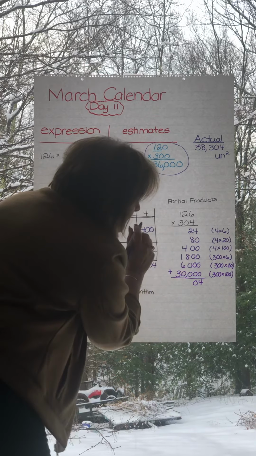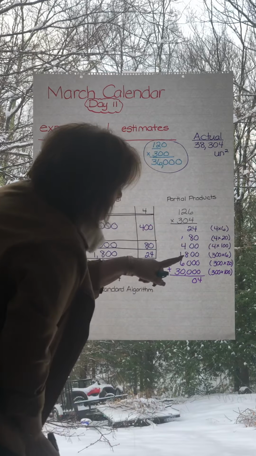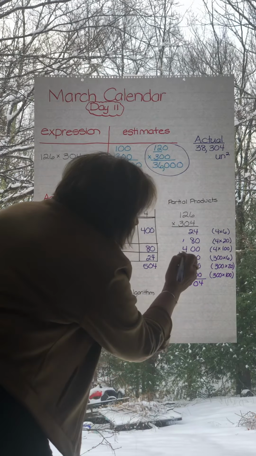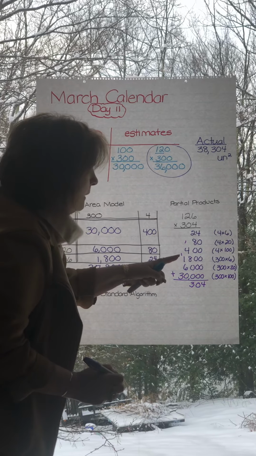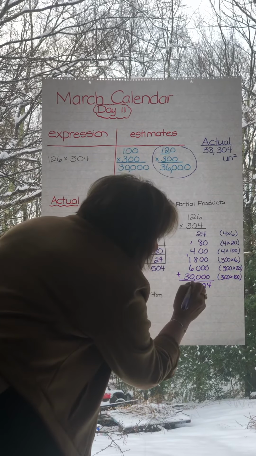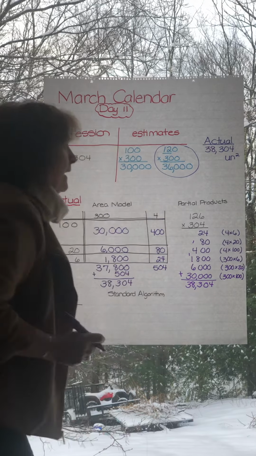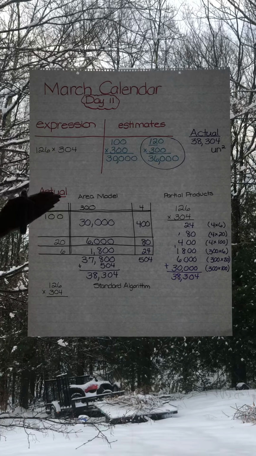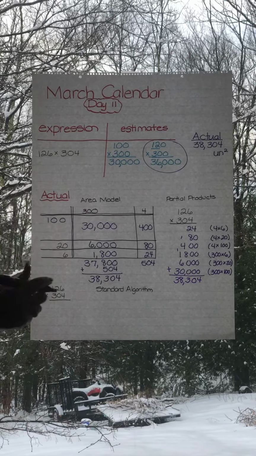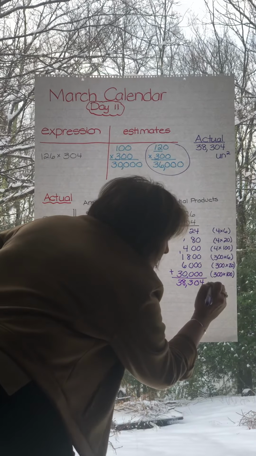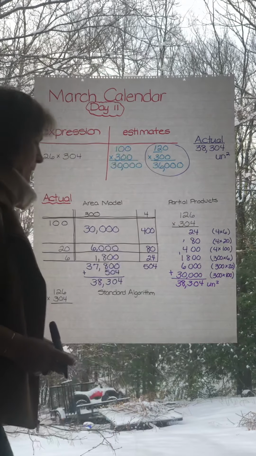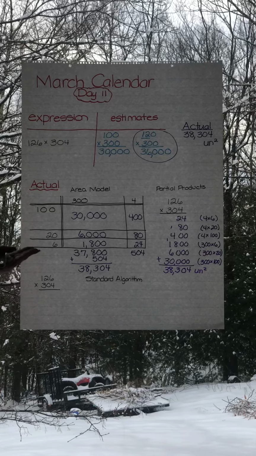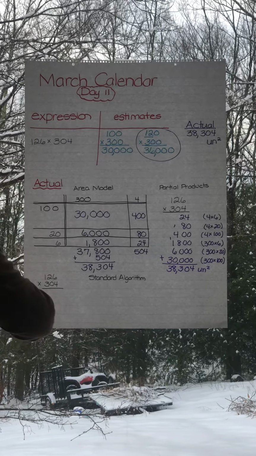10, carry the 1, 8 plus 4 is 12, plus 1 is 13, carry the 1, 6 plus 2 is 8, and again, we get 38,304, and because it is area, we want to make sure that we put in our square units. And then finally, we can take a look at the standard algorithm for those of you that know that.